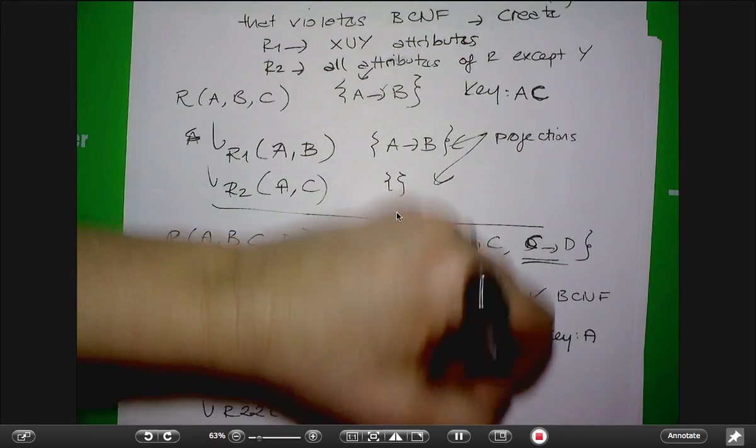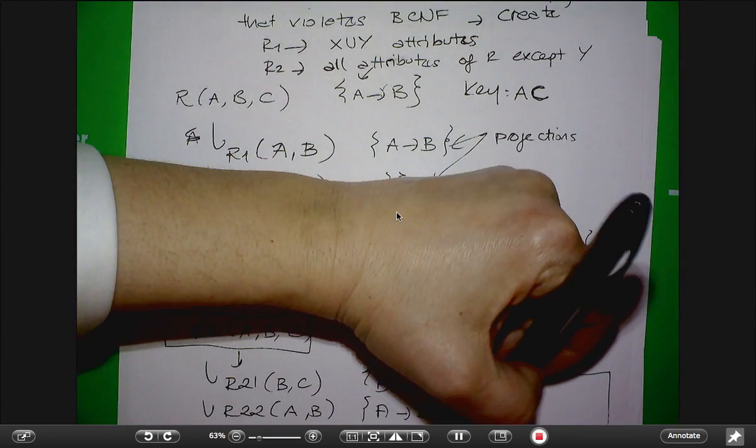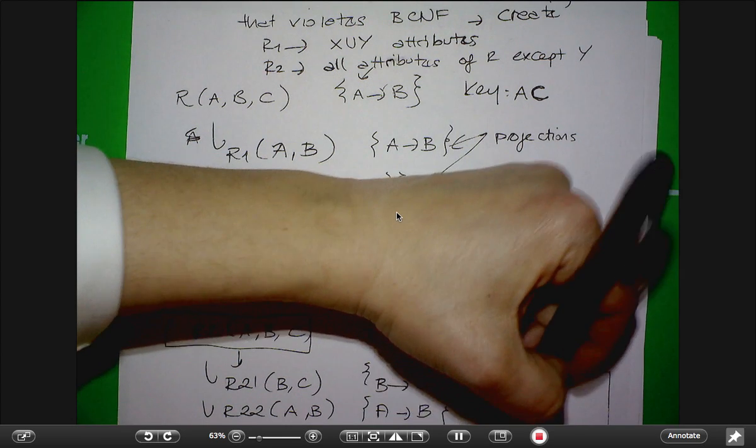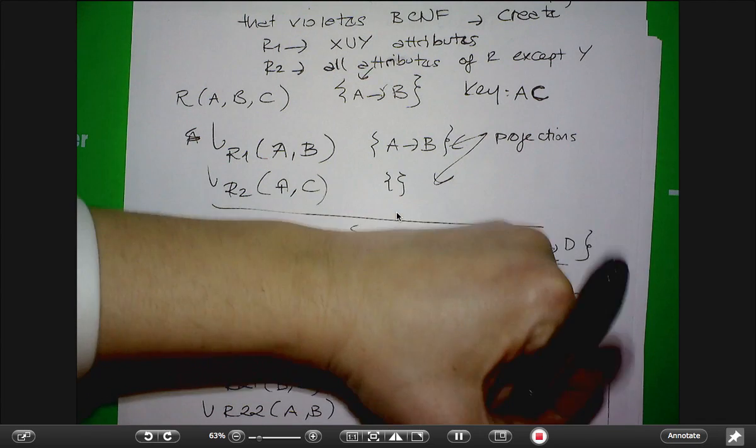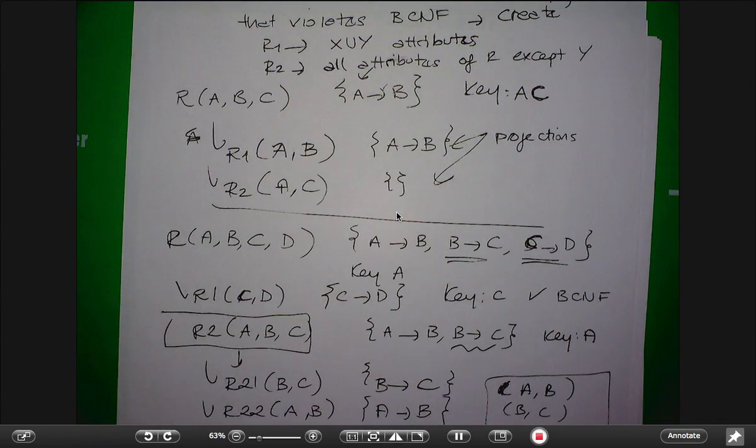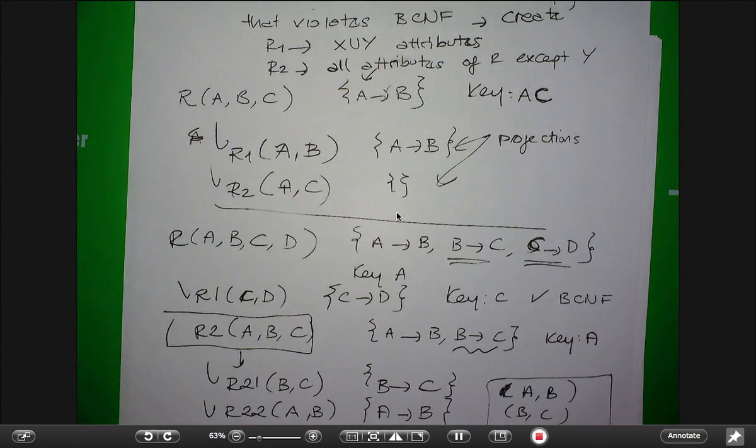So in fact, my decompositions are AB, BC, and CD. Now the problem with Boyce Codd normal form decomposition is that it is not guaranteed to always give you the same results. So if I did this in a different order, I will get slightly different ones. Bear with me for one more second, then I will stop.